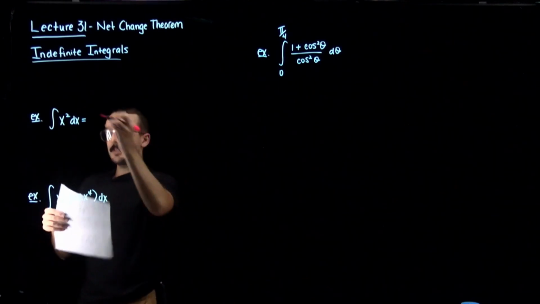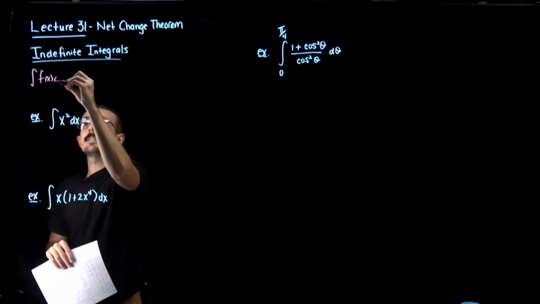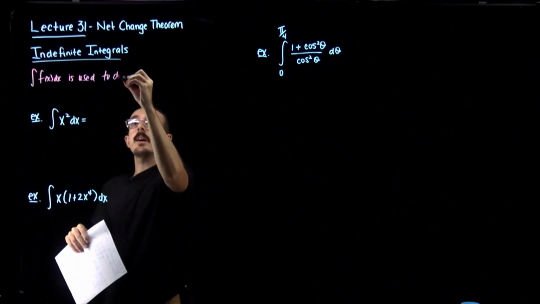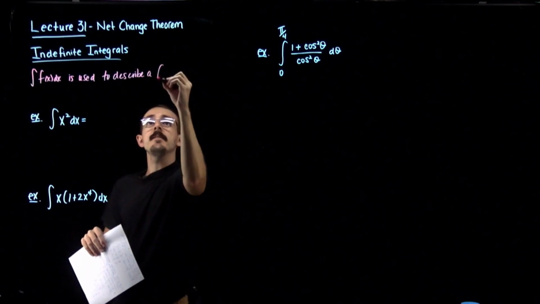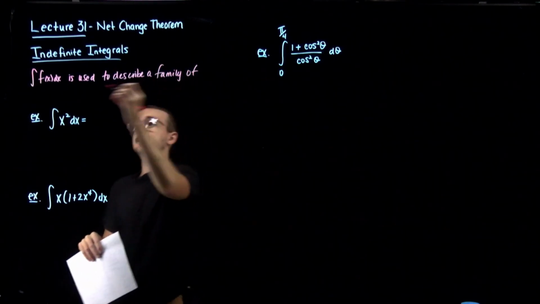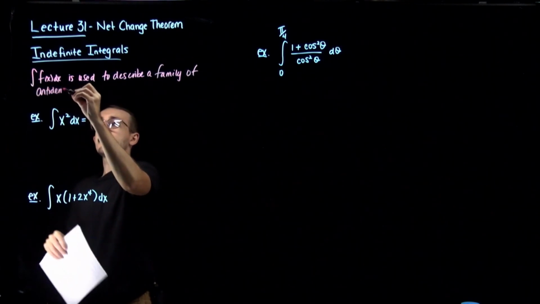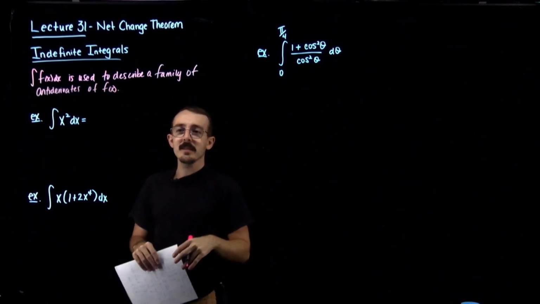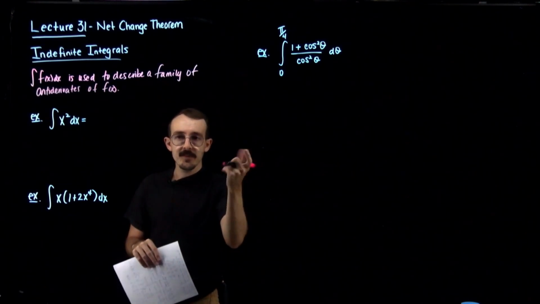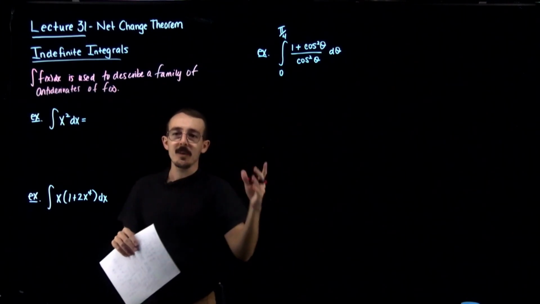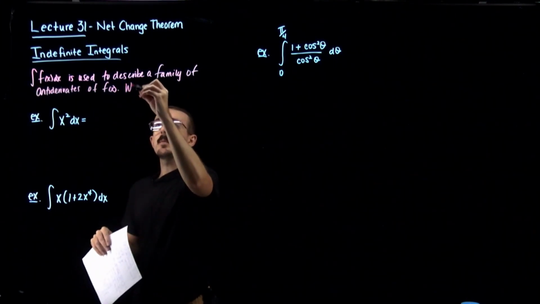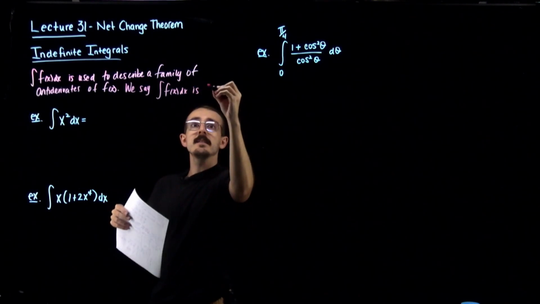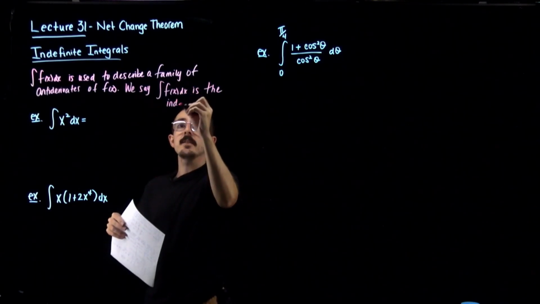So, indefinite integrals. When I write something like the integral of f of x dx, this is used to describe a family of antiderivatives of f of x. So remember, you can have many different antiderivatives of a function. As long as the derivative of what you find is the original function, then it qualifies as an antiderivative. So we say that the integral of f of x dx is the indefinite integral.